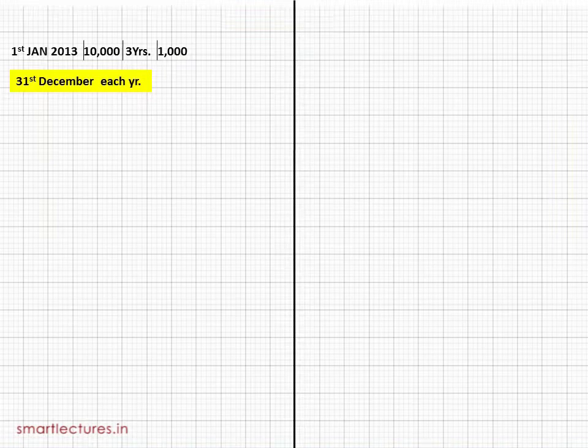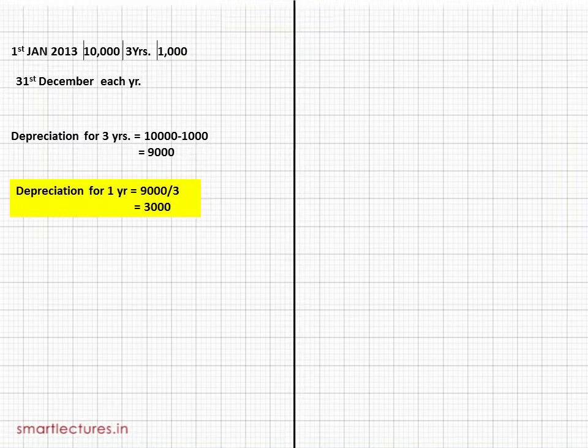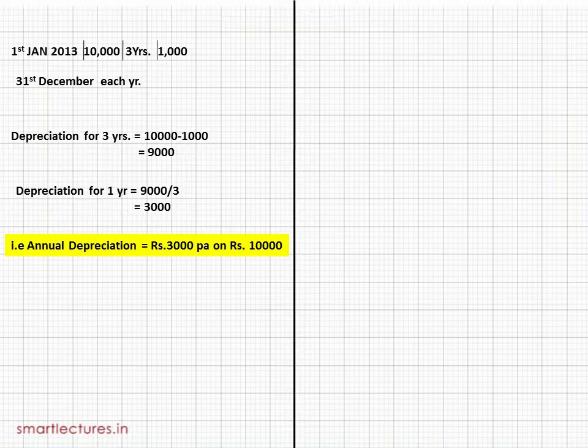What it means: on 1st January 2013, a machinery was purchased for 10,000, and the working life of this machinery was 3 years and the scrap value was 1,000. It means during the 3 years, the company will lose 9,000 as depreciation. So total depreciation for 3 years is 9,000 rupees, and depreciation for 1 year will be 9,000 upon 3, meaning 3,000 rupees. Means on this machinery, 3,000 depreciation will be provided per year on rupees 10,000.